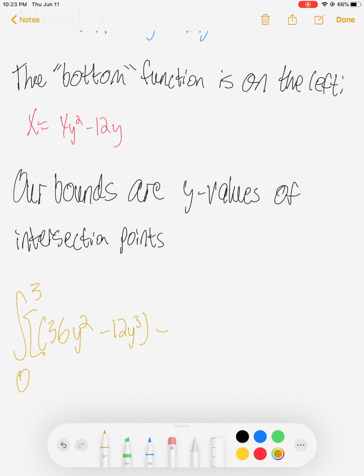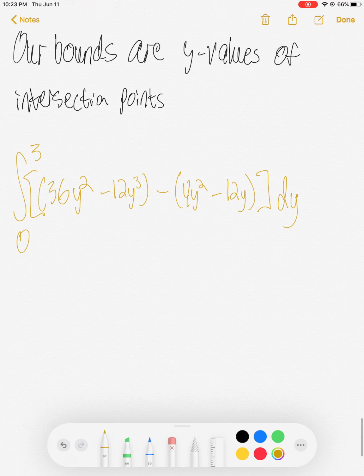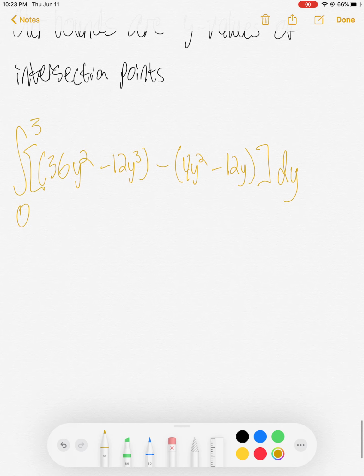So let's go ahead and plug our stuff in. So we are going to integrate from 0 to 3. Remember, those are our bounds. Okay, our top function is 36y squared minus 12y cubed, minus, now I'm going to plug in the other function, 4y squared minus 12y. And then all of that, we're going to put dy instead of dx. That's just because y is our variable here and not x.